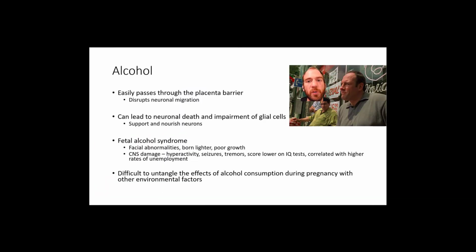Another potential teratogen is alcohol because it easily passes through the placenta barrier. The placenta barrier, as I stated, only offers partial protection, and for alcohol, not much. It easily passes through that barrier. It can lead to neuronal death and impairment of glial cells, and fetal alcohol syndrome, facial abnormalities, and CNS damage, which means seizures, tremors. That's generally what it's associated with. It's difficult to untangle the effects of alcohol consumption during pregnancy.